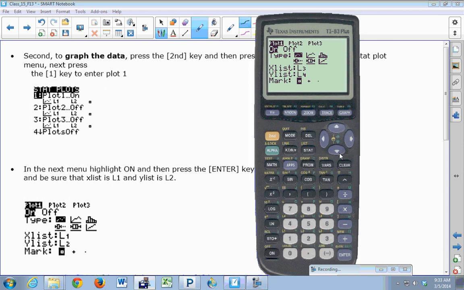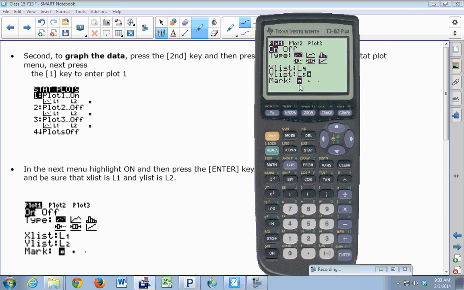And what were my data sets now? L4 and L5, right? So to put L4 in there, see where L4 is right above the number 4? I just hit second 4. And guess where L5 is? Right above the number 5, second 5.